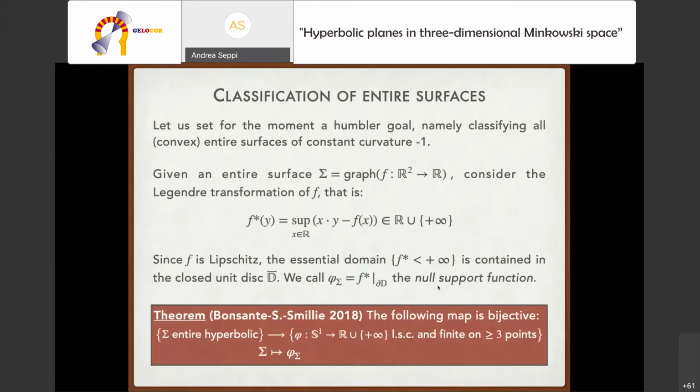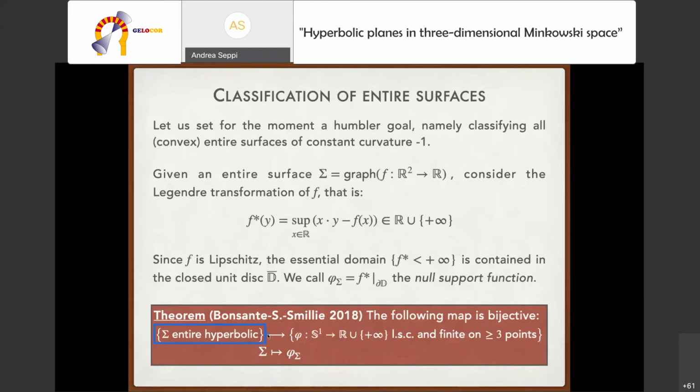And the classification theorem for entire surfaces is the following. Basically, we have a bijection from the set of all entire hyperbolic surfaces, let's say convex, I'm always assuming convex here, and the set of functions on the circle with values in R or +infinity, which are lower semi-continuous and finite on at least 3 points. And this bijection is just taking a surface and associating the null support function.